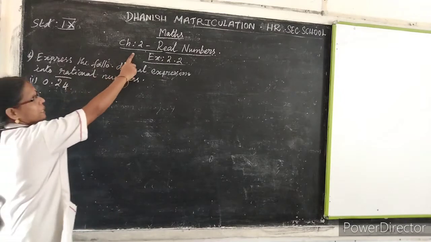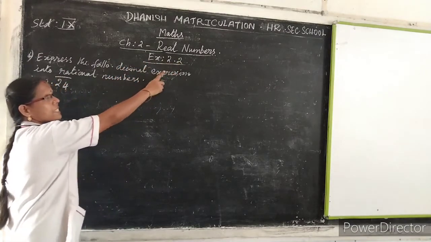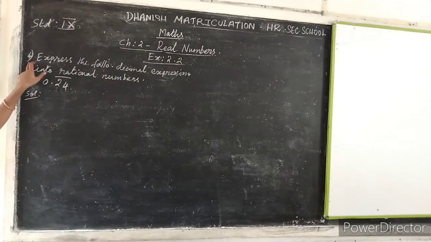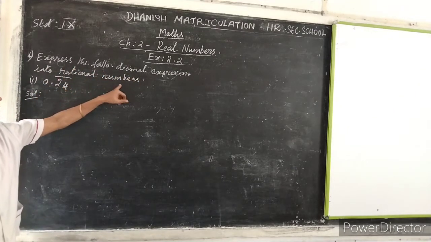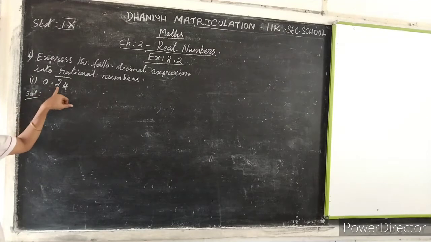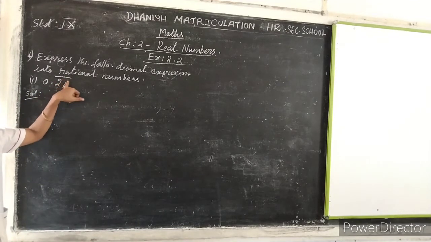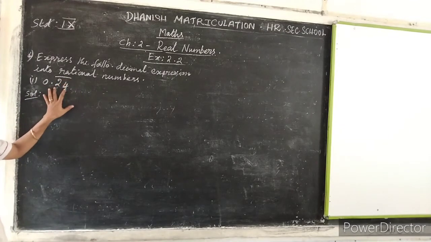This is 9th Maths, Chapter 2, Real Numbers. Exercise 2.2, question number 4. Express the following decimal expression into rational numbers. First subdivision: 0.24 with the whole bar. Bar means these two digits are repeated elements.